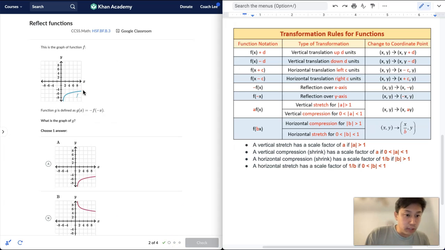Let's do a couple more here. All right, so we have the graph of f. This is our default. And then function g is defined as negative f of negative x. Okay, so let's see what happens here. We incorporated a negative in front of the whole function, and we incorporated a negative inside the function. Okay, so we actually have both reflections in this case. So we should take this function and reflect it twice. We're going to reflect it over the x-axis and then reflect it over the y-axis.